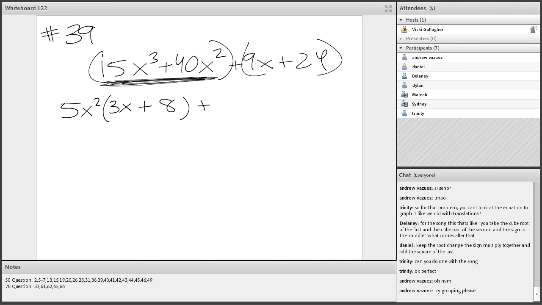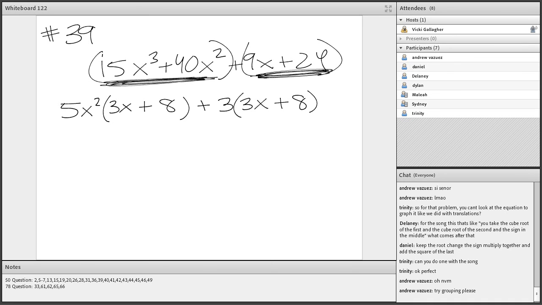And then you do the same thing over here. You look for a GCF of just those two numbers. So 9x and 24, first of all, do not both have x's, so I'm not going to put an x there. But 9 and 24 are both divisible by 3. And then we divide it out. So 9 divided by 3 is 3, and 24 divided by 3 is 8.